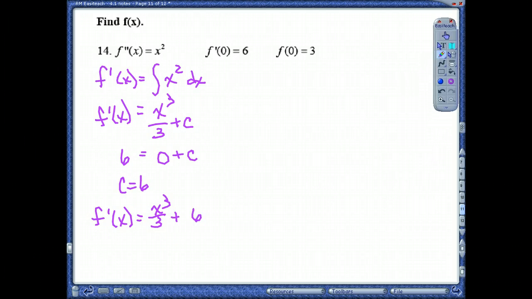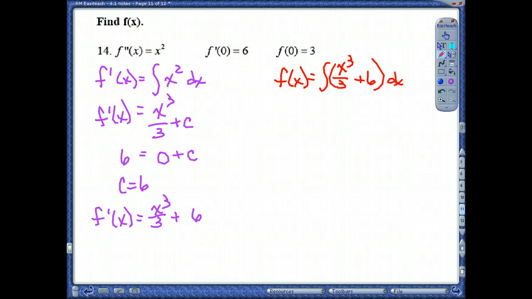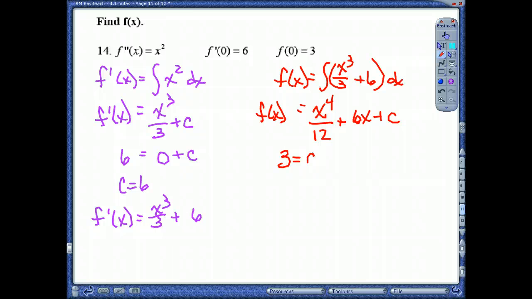To find the original function, let me change colors. To find the original function, I'm going to integrate my derivative. Don't forget your dx. When I integrate that, I'm going to have x to the fourth over 3 divided by 4, which is just 12, plus 6x to the 1 divided by 1, same thing, plus c. I know that when I put zeros in for the x's, my function equals 3. So if you put 0 in for all your x's, c is 3.